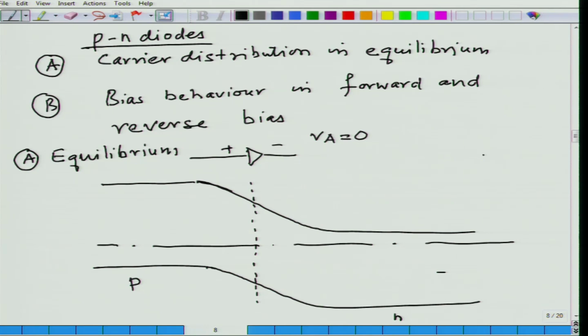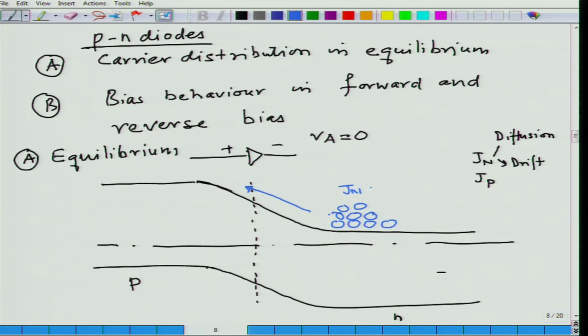If I look at now the current for the electrons and the current for the holes. The current for the electron comes from two sources. One is diffusion due to carrier concentration difference in the two sides, and the other one is due to the built in field, that is due to drift. So, if I look at the current of the electrons, electrons are going to be moving in this direction, and this is giving rise to J n diffusion.